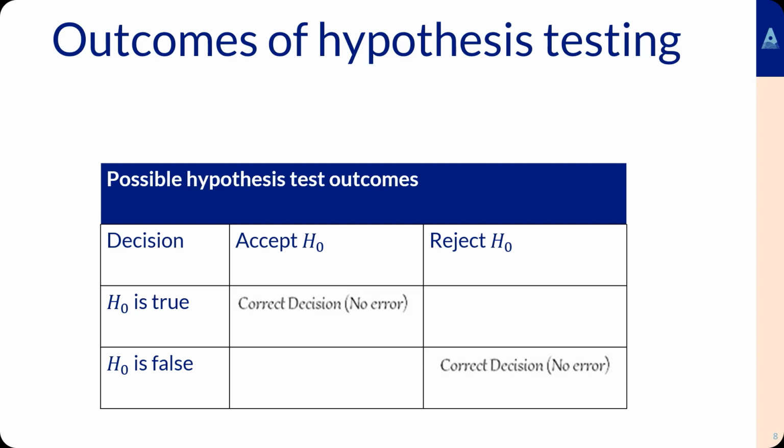And then there's the 2 errors where we do not get the correct answer. The first one is where we reject the null hypothesis, but it was true. That's called a type 1 error. And the opposite is when we accept the null hypothesis when it was actually false, and that's a type 2 error. Now, what's the probability of getting a correct decision or making an error?